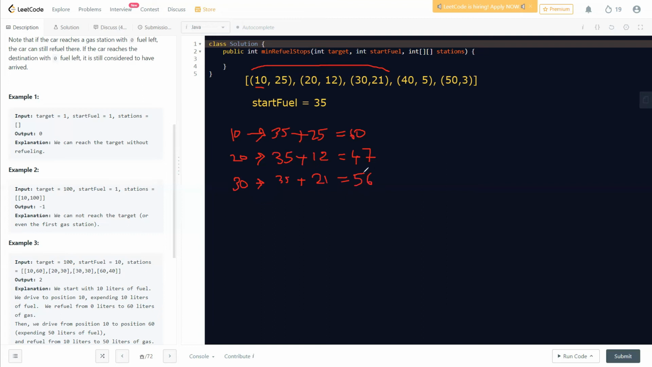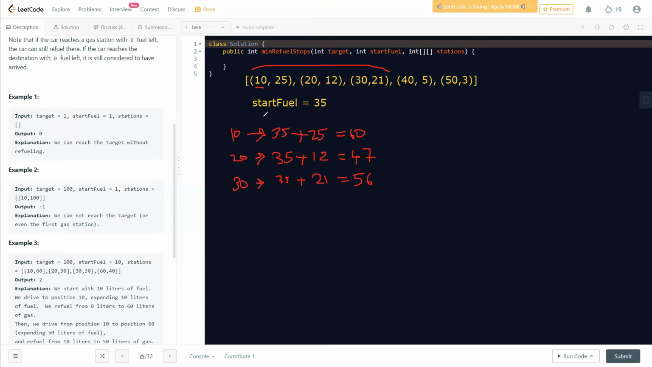Okay, so look carefully. Wherever we stop, we need to check the total distance. Why? Because we have a target over here. In this particular example, I'm not taking any target value, but we have a target, right? So to reach a target, we need to check the total distance. The target is actually the total distance we have.